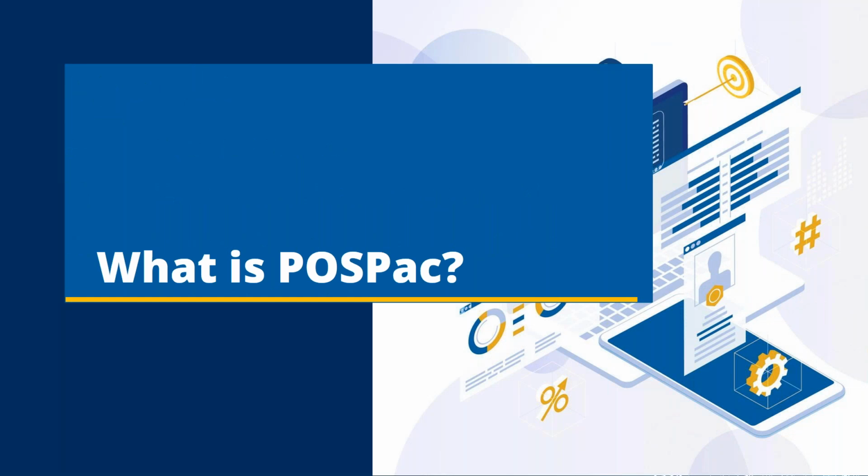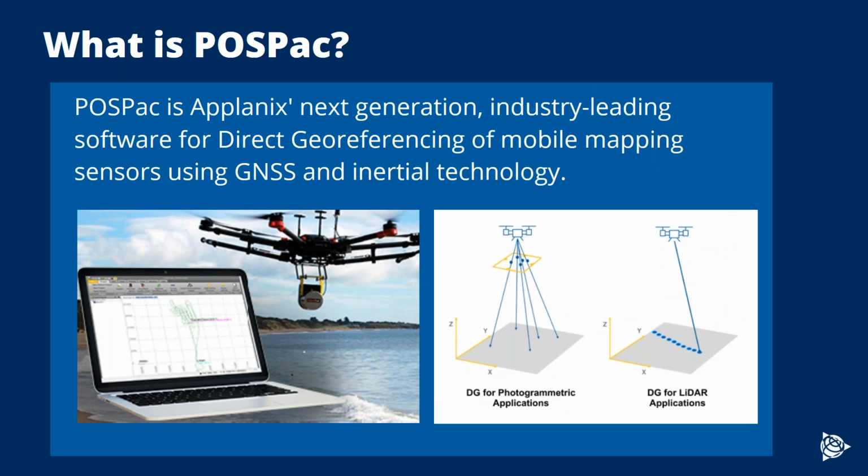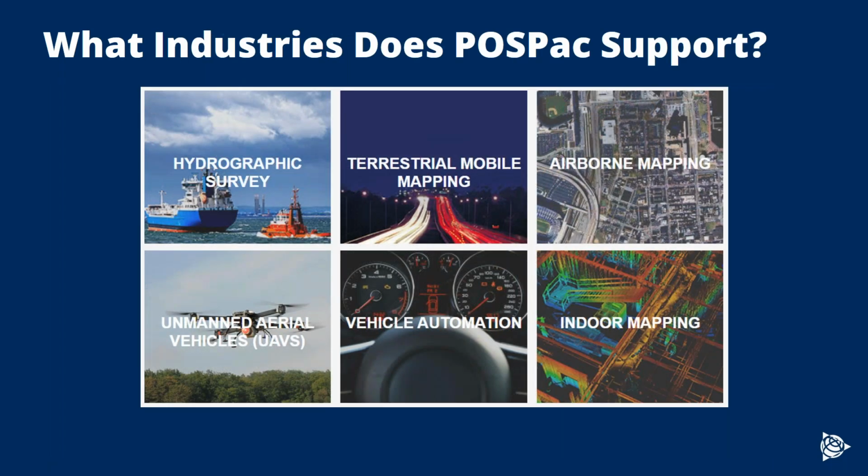Okay, so let's start. What is POSPac? Well, POSPac is our next generation of industry-leading software for direct georeferencing, as it says there. It is the post-processing engine that we use to take the GNSS and inertial data along with any correction data and process that in order to create output files that can then be used to generate information products from UAVs. So we're going to get into this a little bit more. We're going to be discussing all the different options that are available with POSPac, and you'll start to understand more about the product once we go through that.